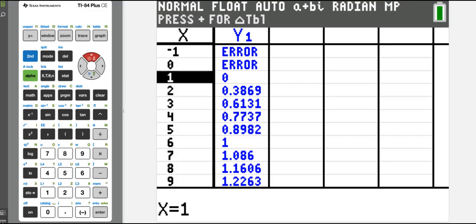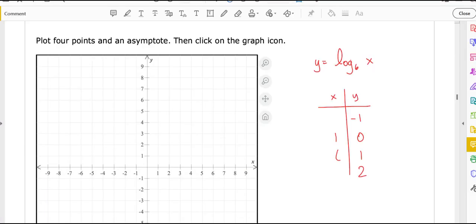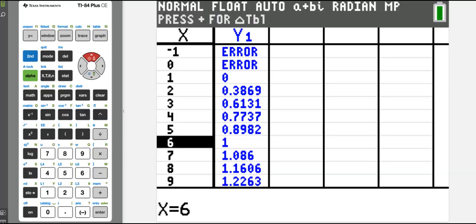Let's look at another point. I have the point 6, 1. I go all the way down, 6, 1. So there's another point. Now for the 2, it's going to be 6 squared. So that's going to be 36. And for the negative 1, it's going to be 6 to the negative 1, which is 1/6. This was actually 6 to the 0, which was 1, and 6 to the 1, which was 6. But you can get those on your calculator by finding points.